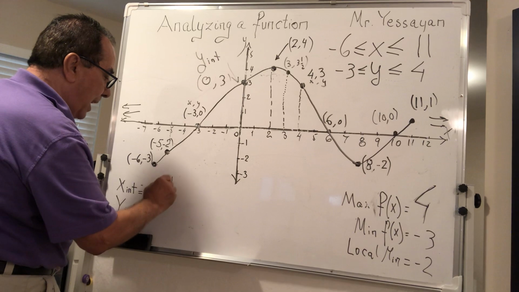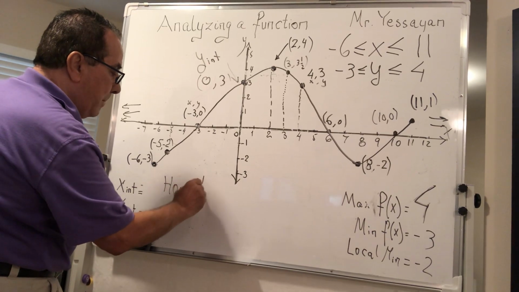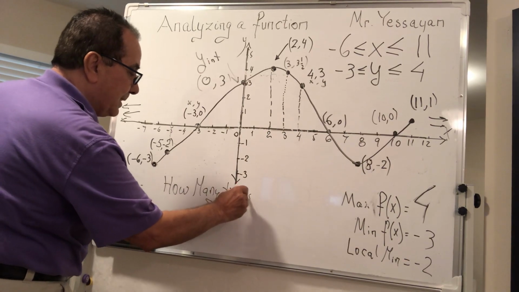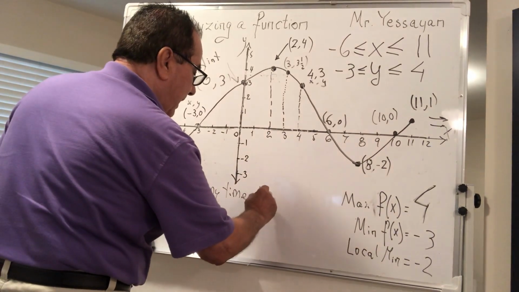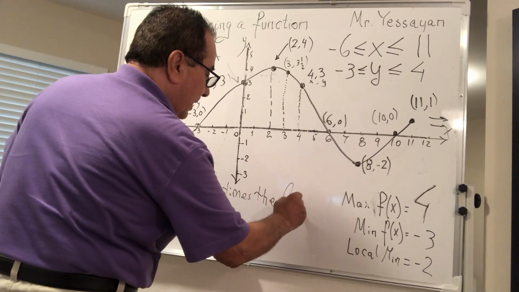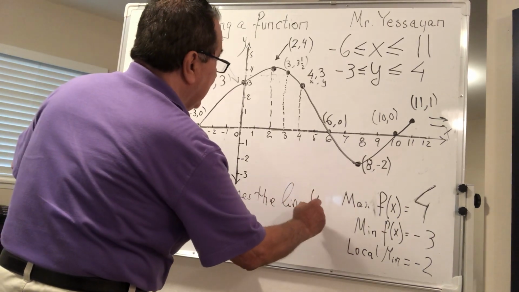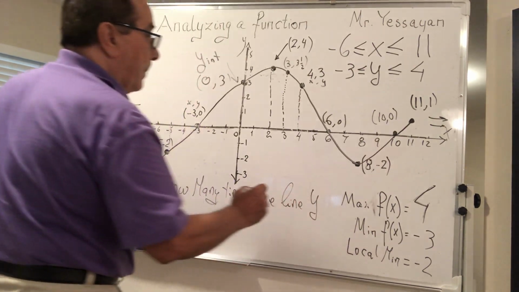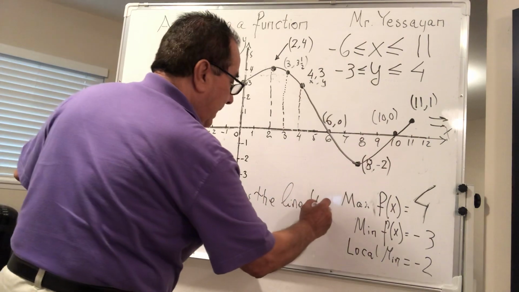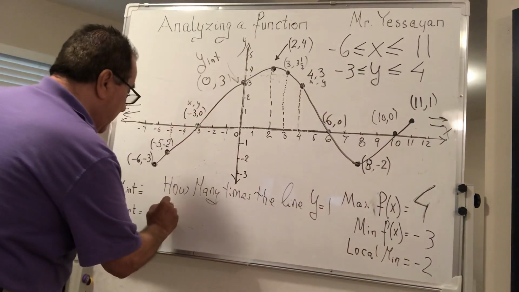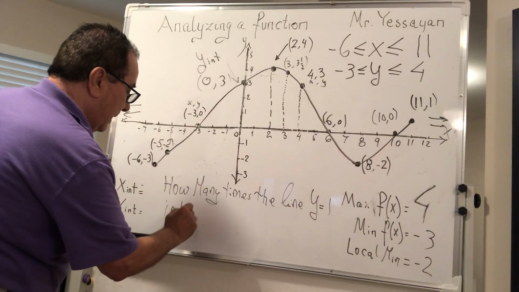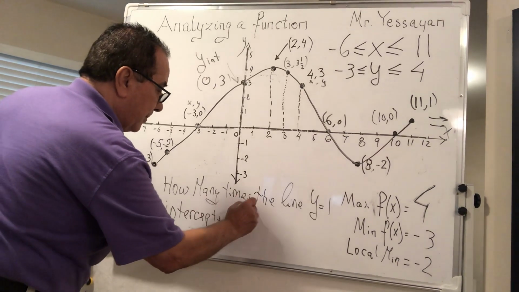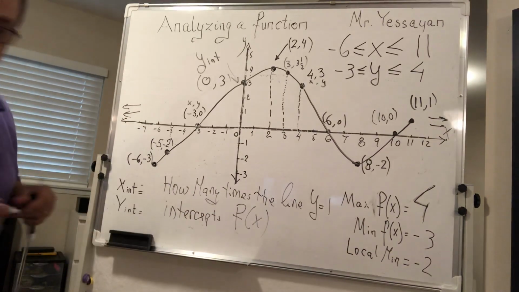how many times the line y is equal to 1 intercepts f(x). Let's read the question very well.